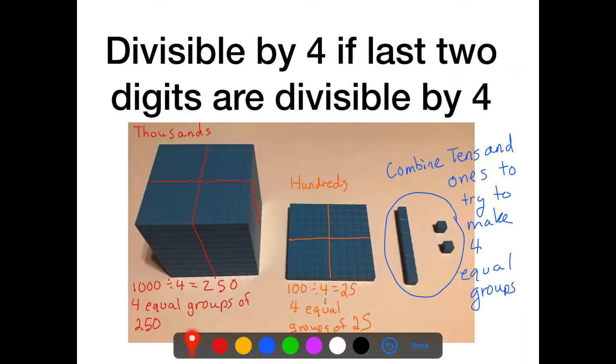A number is divisible by 4 if the last 2 digits are divisible by 4. We can ignore the thousands because every 1,000 is 4 equal groups of 250.